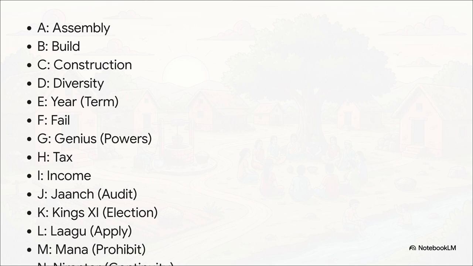So here it is, the whole story on one screen. We started with the assembly of the people. Then we decided to build the institution and defined its construction. We ensured diversity, set its term in years, and made rules for members who might fail. We made it a genius body with real powers, gave it the ability to tax and receive income, and made sure there was an audit or janch. Our King's 11 trick reminded us of elections. We saw where the laws applied or lagu, and where to prohibit it or mana. And we finished with continuity and a bar on objections. A logical story, not just a random list of letters.